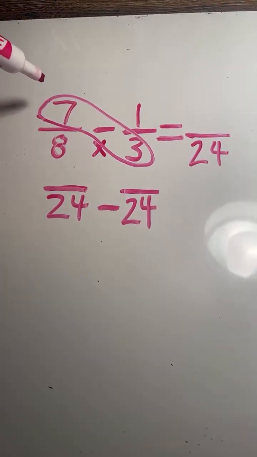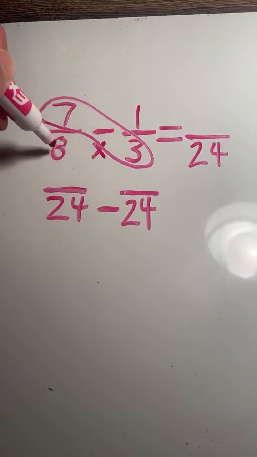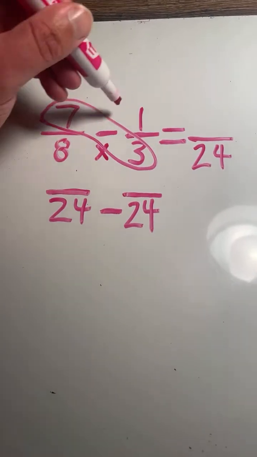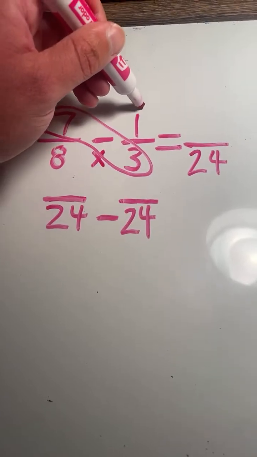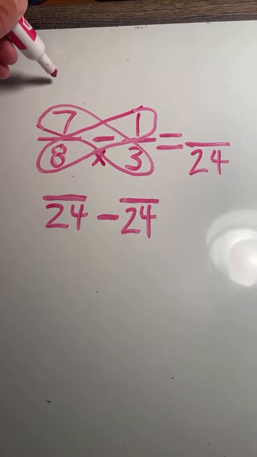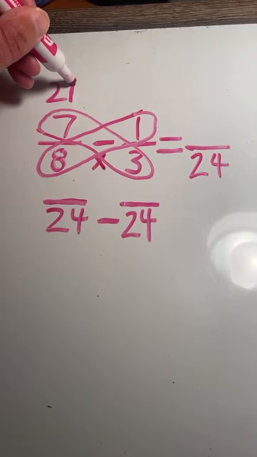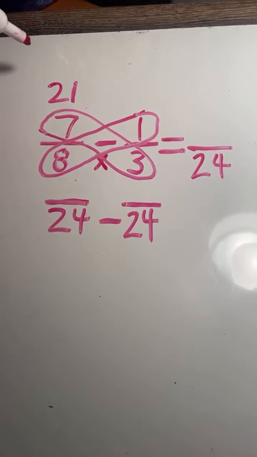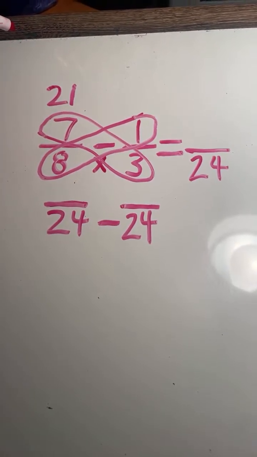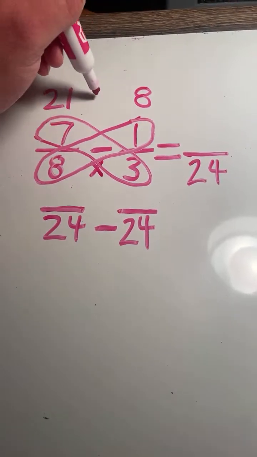Next, we have to multiply each numerator by the opposite denominator. So the 7 in 7/8, we multiply that times 3. The 1 in 1/3, we multiply that times 8. So 7 times 3 is 21. 8 times 1 is 8.